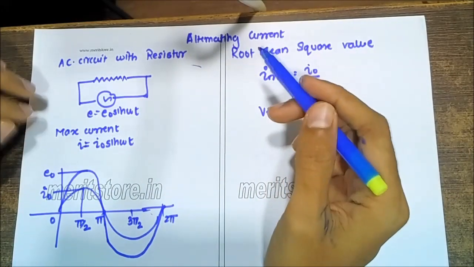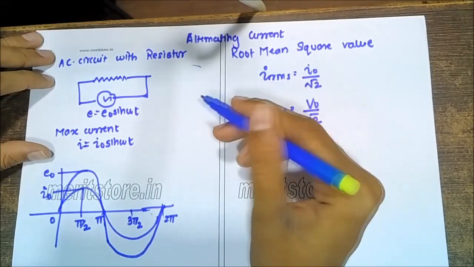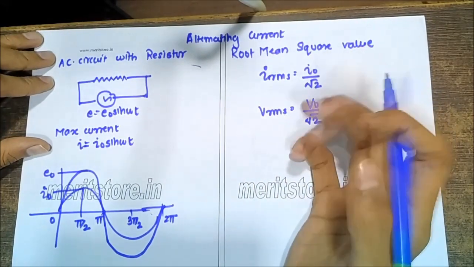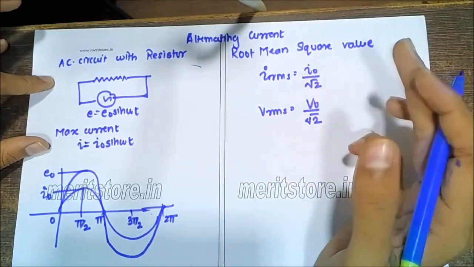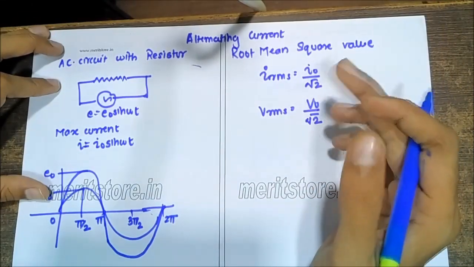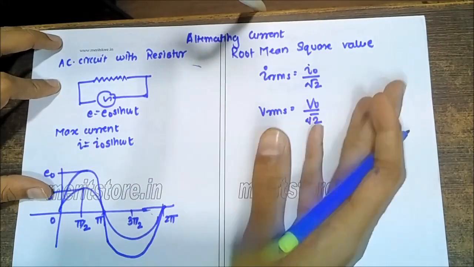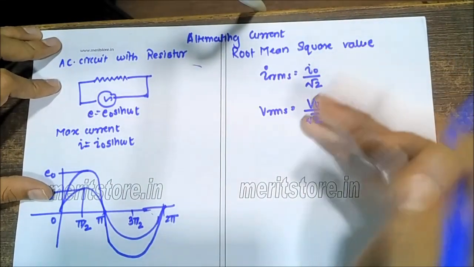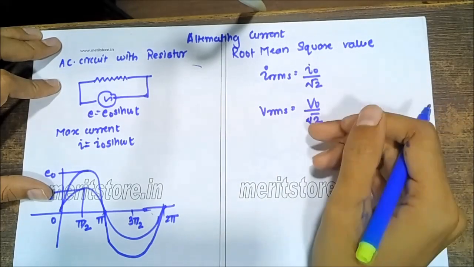So here we are going to discuss alternating current. Whenever an alternating EMF is connected to a circuit, the circuit is called an AC circuit. In this AC circuit there exist components such as resistors, capacitors, or inductors, which are connected in combination or individually.